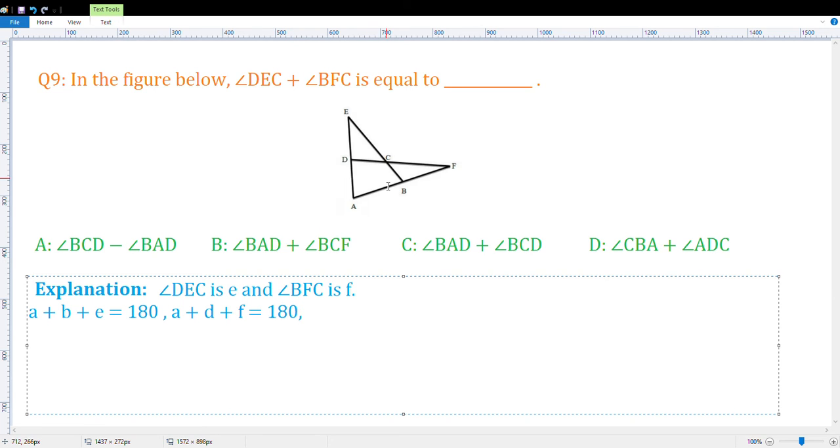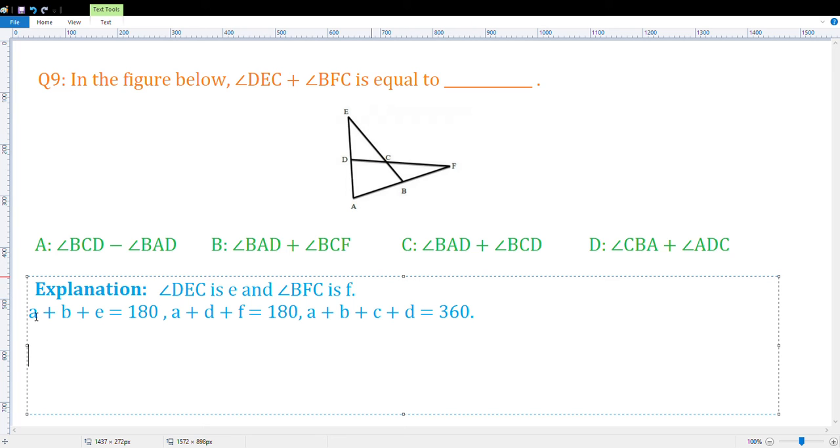And also this rectangle's angle sum will be 360. So a plus b plus c plus d is equal to 360. Based on this, we are going to solve this one. We need to find the E plus F sum.